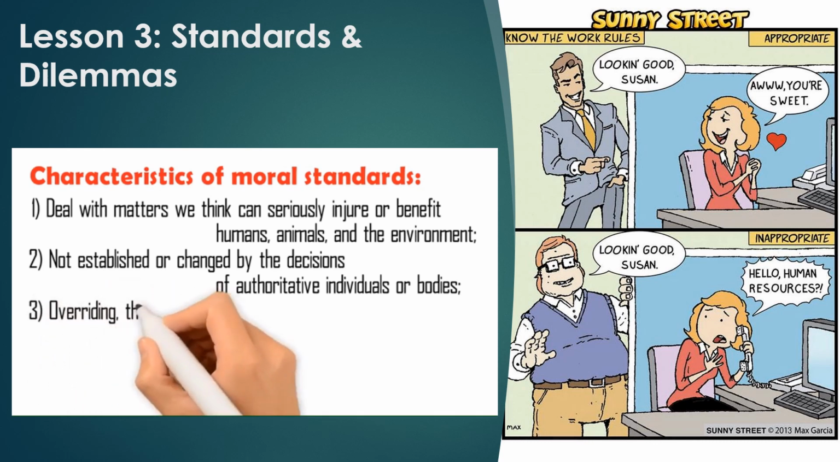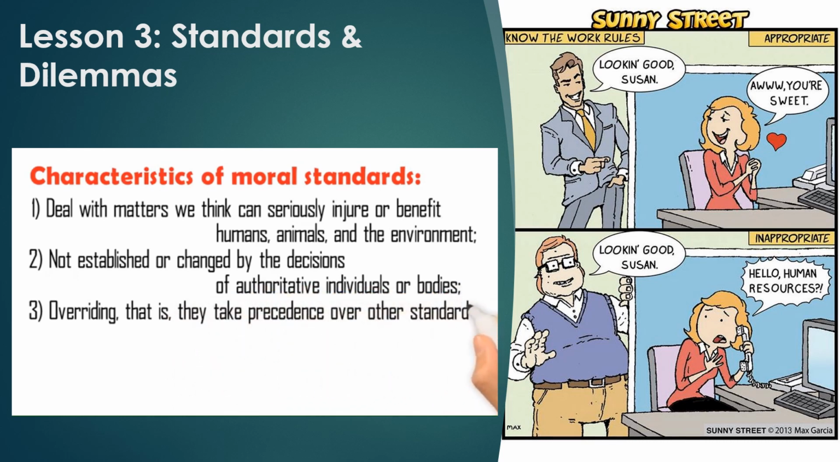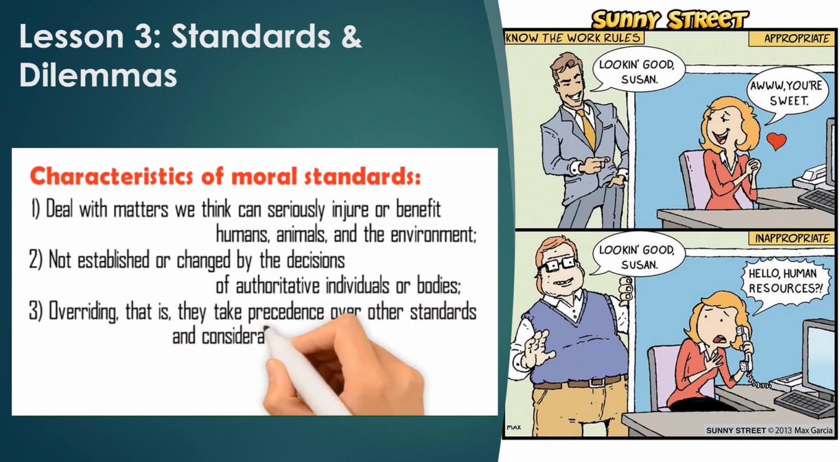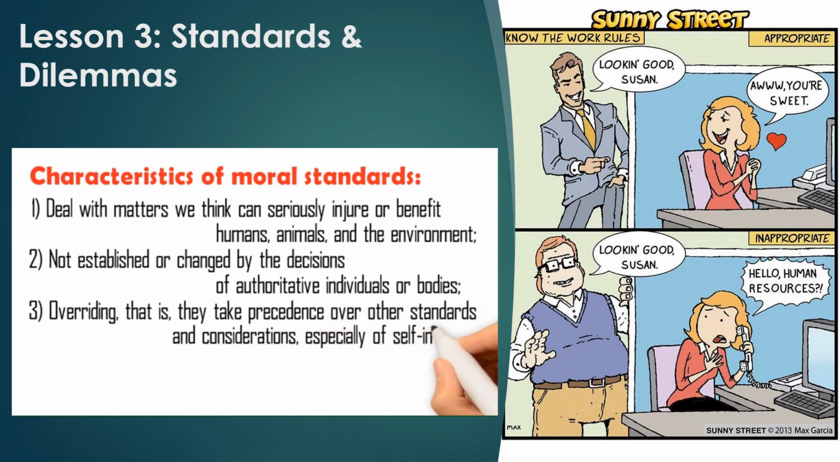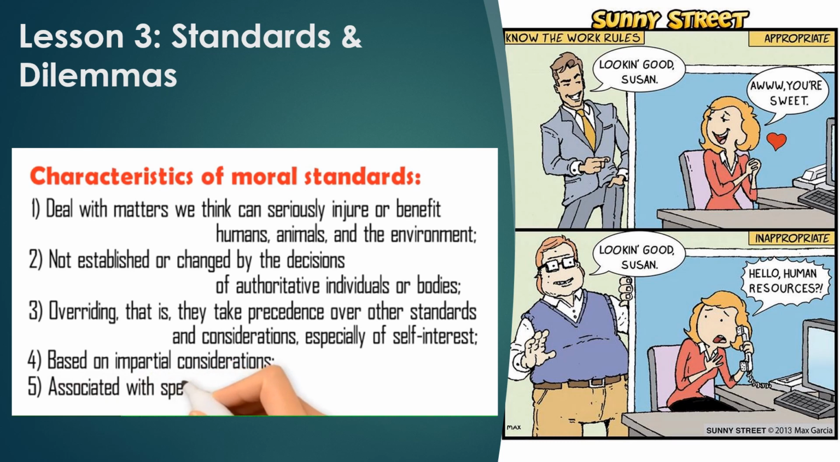Third, moral standards are overriding. That is, they take precedence over other standards and considerations, especially of self-interest. Fourth, moral standards are based on impartial considerations. Hence, moral standards are fair and just. And lastly, moral standards are associated with special emotions and vocabulary.